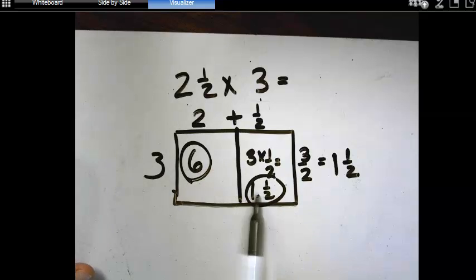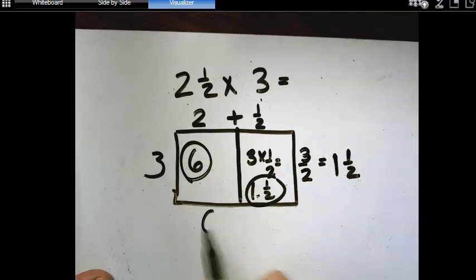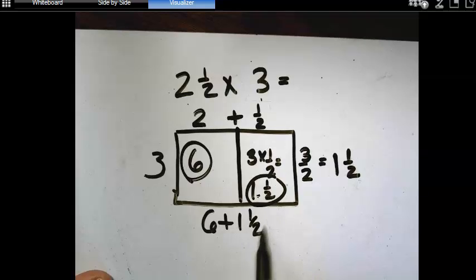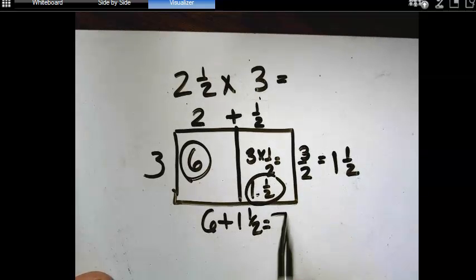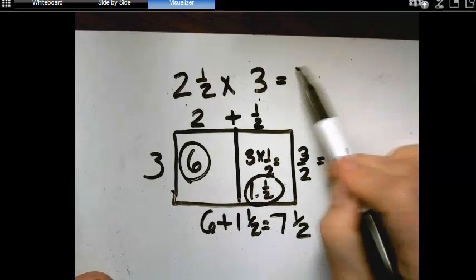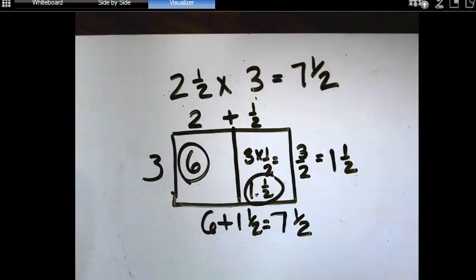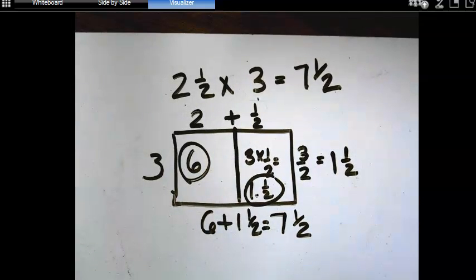So I'm going to add those two partial products together to get my total. So I know my answer is 7 and 1/2 for that multiplication.